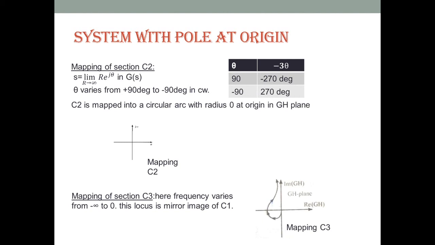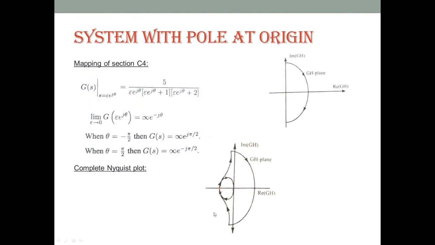Next is the mapping of section C3, and in section C3 omega is varying from minus infinity to 0. That means this is the mirror image of section C1, so this is just the mirror image of section C1, and you have to check the arrow direction accordingly. And next is the C4 section.